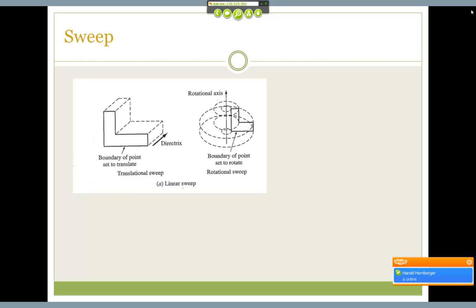And the last type of solid modeling system is the sweep. And the sweep solid modeling system is basically based on a sketch that gets extruded, revolved, or swept along some path.